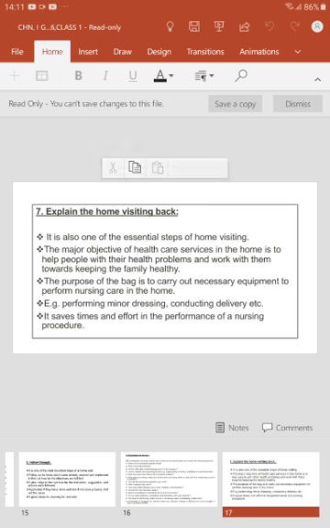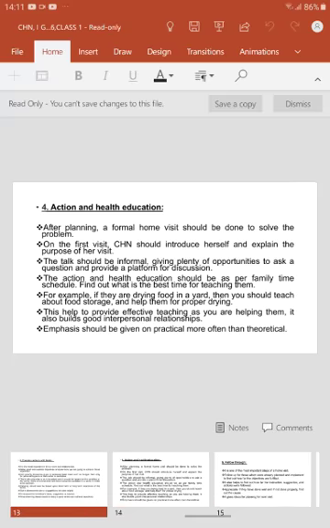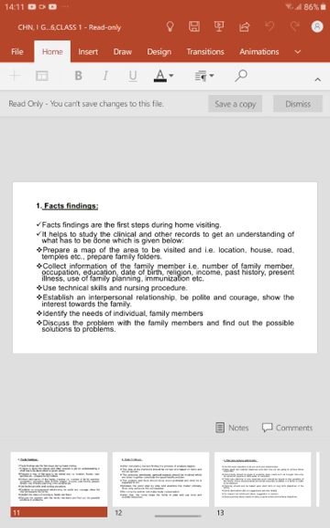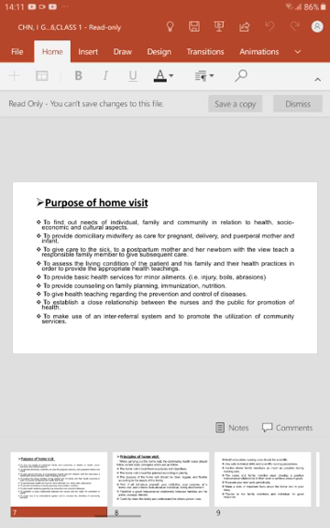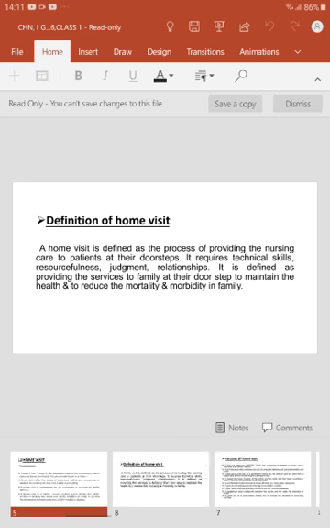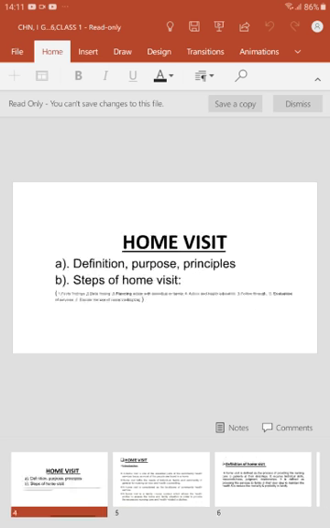So up to this point we have learned, what we learned today is unit number 6.1 in community health nursing. Only the home visit is there, first one. So we have seen what a home visit is, what the purpose of the home visit is, what the principles of the home visit are, and what the steps for the home visits are.